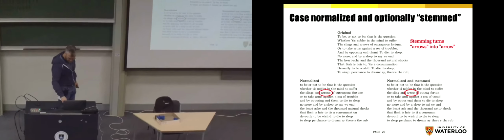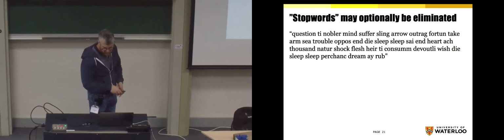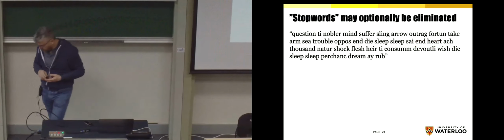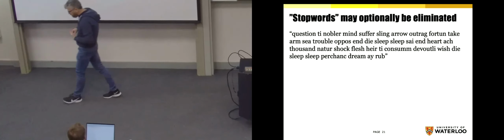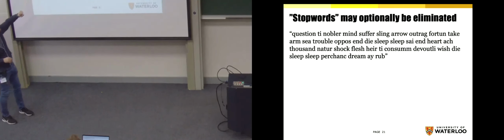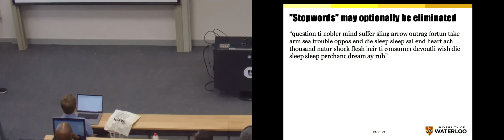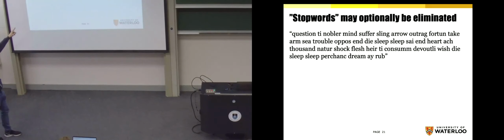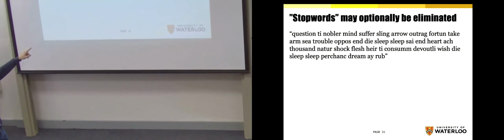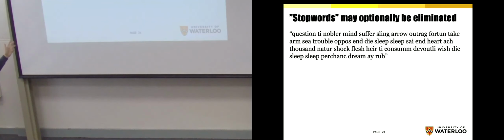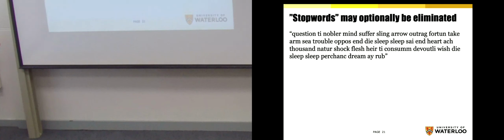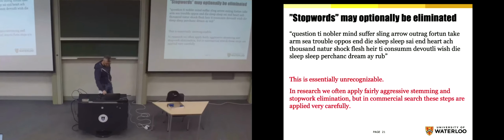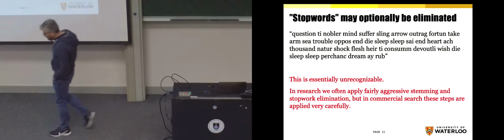And then finally, in research, we often eliminate stop words. So if you're doing experiments in machine learning or information retrieval or natural language processing, it's very, very common. And look: question, nobler, mind, suffering, sling, arrow, outrage, fortune, take, arm, see, trouble, pause, end, die, sleep, say, end, heart, act, thousand, nature. I mean, what does this mean? I should have shown you this first and asked if anyone recognized it, all right? So this is what you do for research, okay?